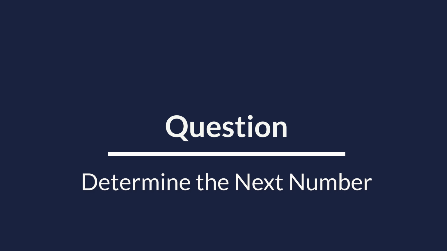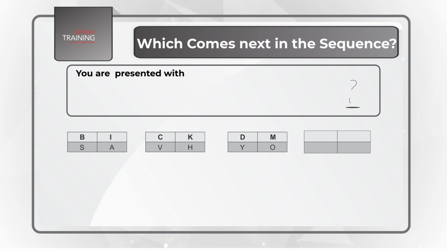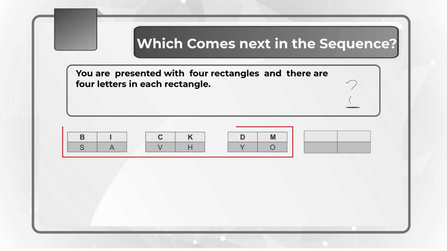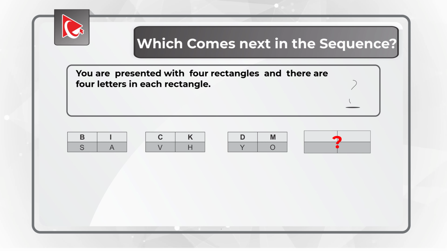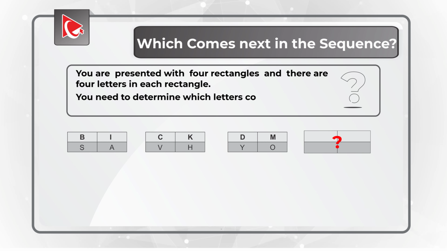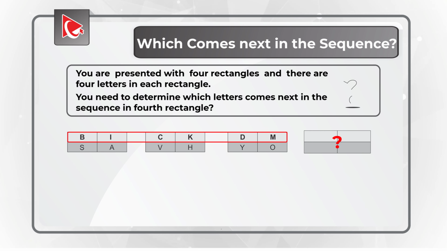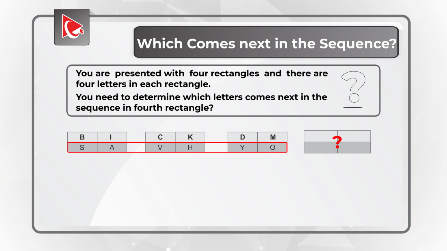Here's one of my favorite questions where you need to determine next number in the sequence. You're presented with 4 rectangles. Each rectangle contains letters. There are 4 letters in each rectangle. 3 rectangles contain letters, and you need to determine the letters in the 4th rectangle. What's interesting is that the upper row of the letters is bold, and the lower row of the letters in the rectangles is the regular font.